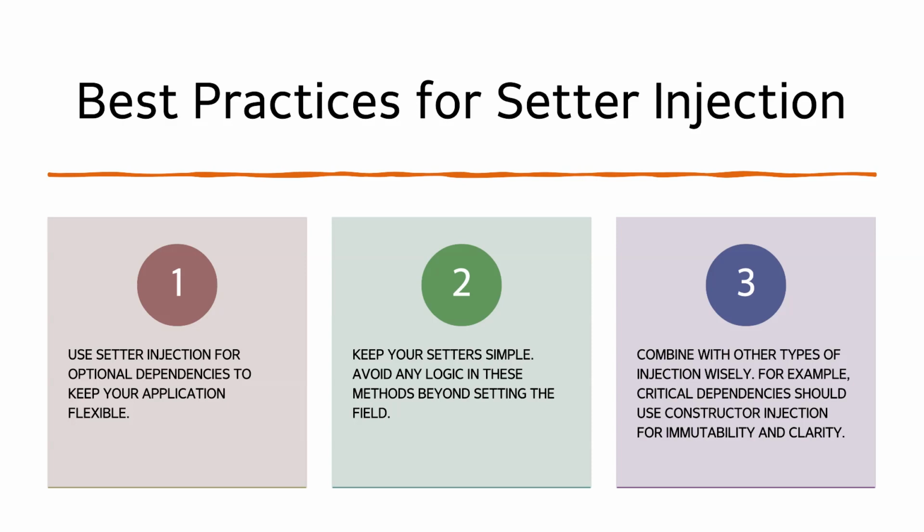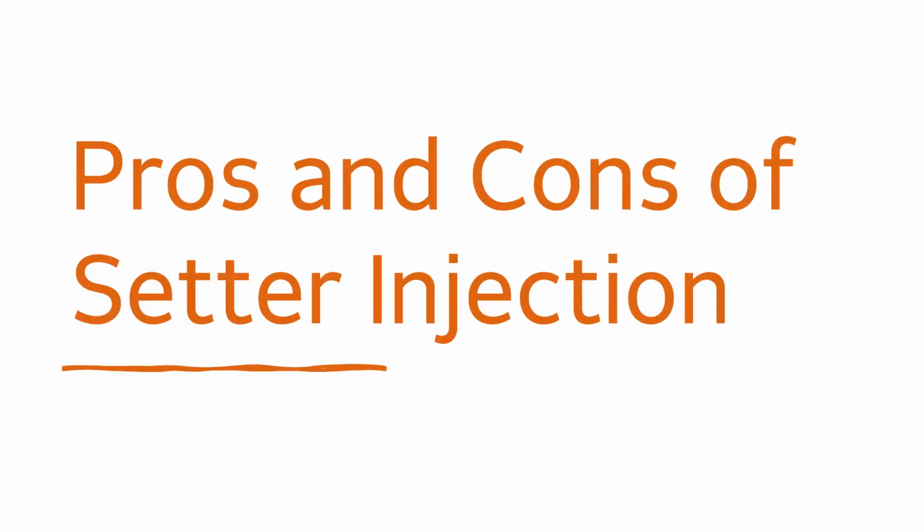When combining setter injection with other types of injection, such as constructor injection, it's crucial to choose wisely. Critical dependencies that are mandatory and immutable should be injected using constructor injection. This promotes clarity in your code and enforces the immutability of essential components. Like any technique, setter injection has its pros and cons. It promotes flexibility but can lead to issues if not managed carefully, such as accidental reconfiguration of beans in a complex application. Always weigh these aspects when choosing your injection method.